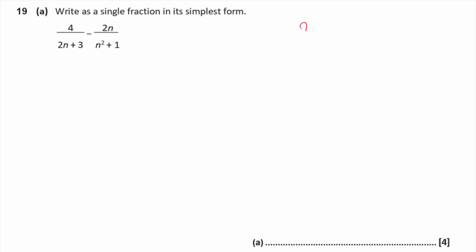So for instance, if you had 2/3 minus a half, how would you work that out? Well, the first thing you need to do is find a common denominator. So what's common out of 3 and 2? Well, 3 and 2 is 6, isn't it?